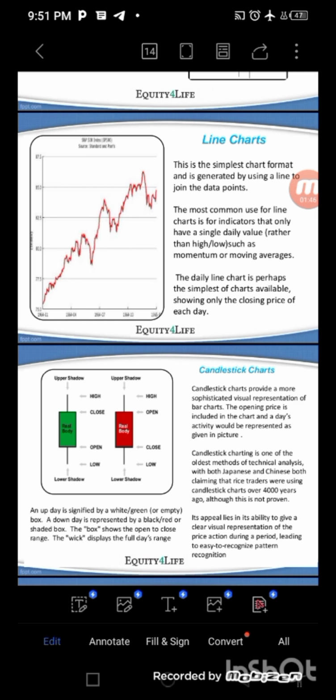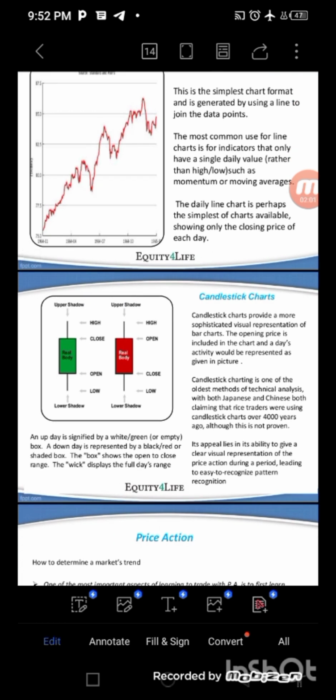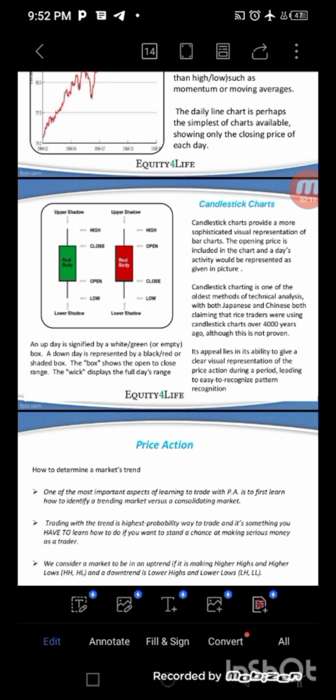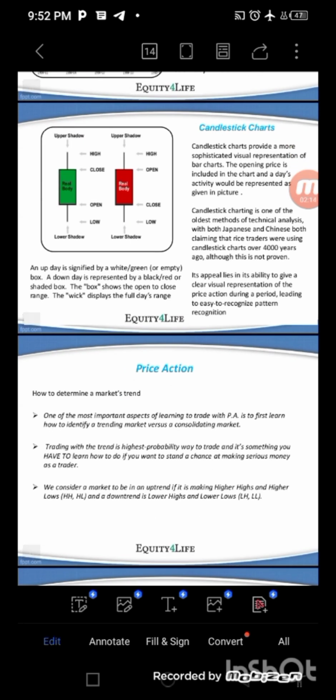Okay, the candlestick chart is one of the oldest methods of technical analysis, with both Japanese and Chinese claiming that rice traders were using candlestick charts over 4,000 years ago. Although this is not proven, its appeal lies in the ability to give a clear visual representation of price action during a period, leading to easy to recognize chart patterns. Okay, you can see the chart above. So let's go ahead. I hope you guys are with me.